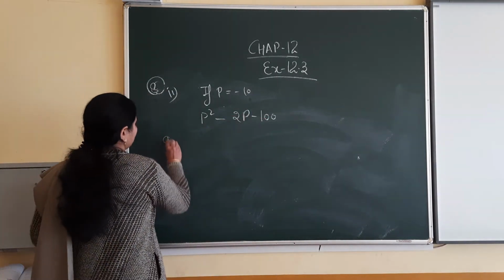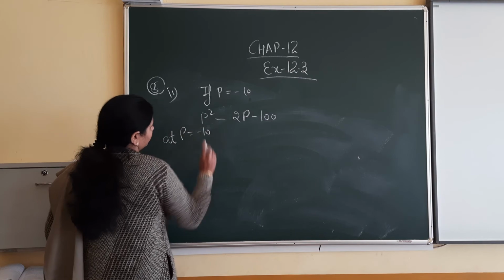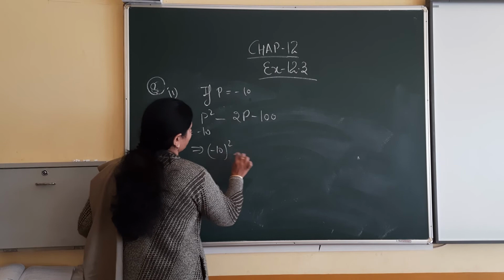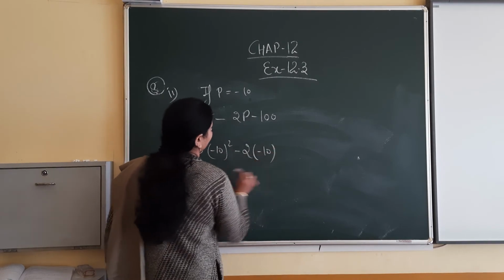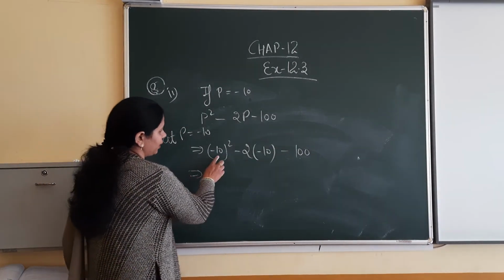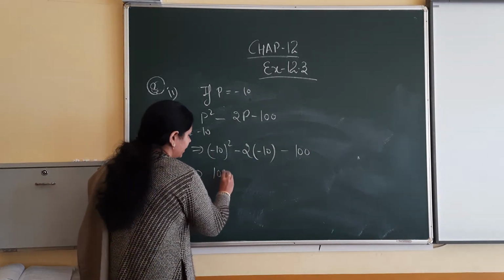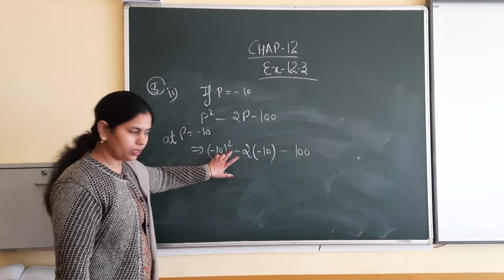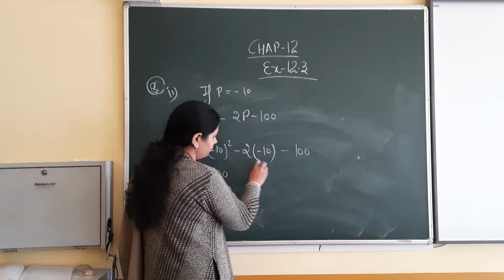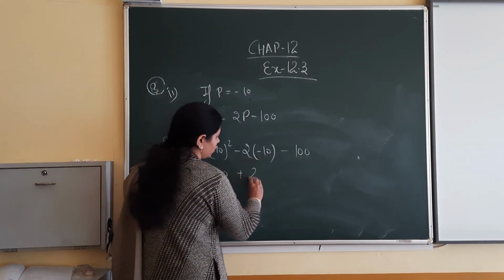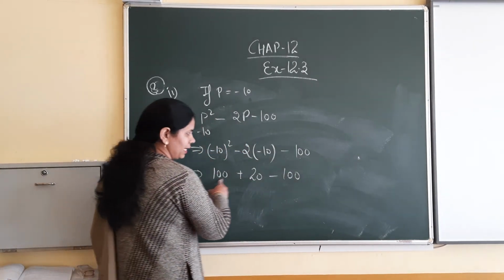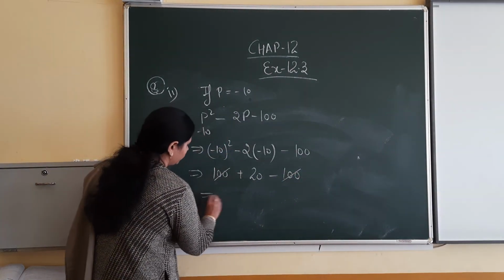So right here at p equal to minus 10, put minus 10 in the place of p. So in the next step, we have minus 10 squared minus 2 into minus 10 and minus 100. Now in the next step, minus 10 into minus 10 will give us 100. A minus sign with an even power gives a positive answer, and 10 tens are 100. Now in the second term, minus minus is plus, 10 twos are 20, and here minus 100. Now this plus 100 will cancel out this minus 100. So we have 20 as the answer.